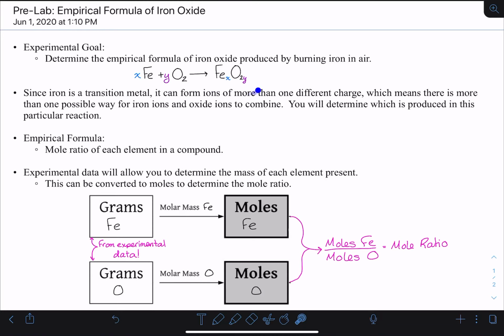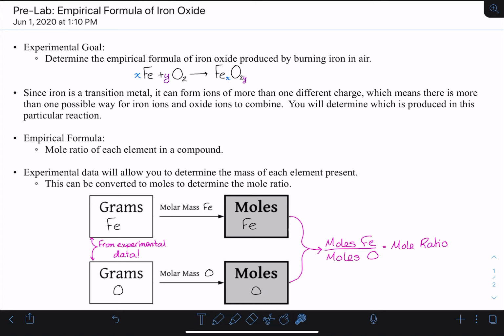So I have a kind of generic schematic of this reaction here, where the x and the y are the coefficients, but we don't actually know what they are since we don't know the formula of the product. But in some way, shape, or form, iron Fe is reacting with O2, which is the oxygen in the air, to produce some combination of those two elements. And you're looking to figure out ultimately what that formula of the product is.